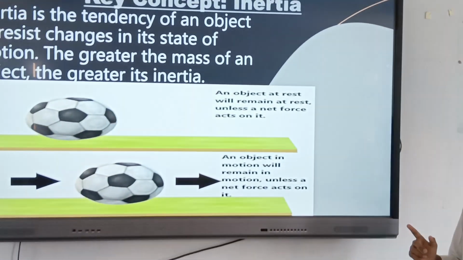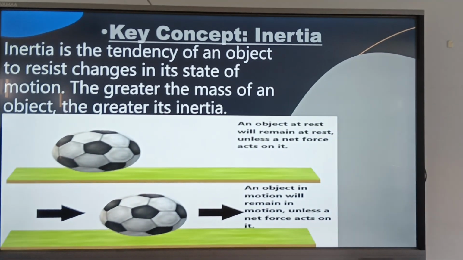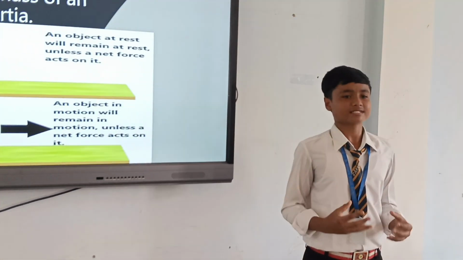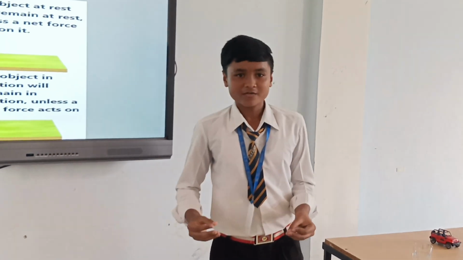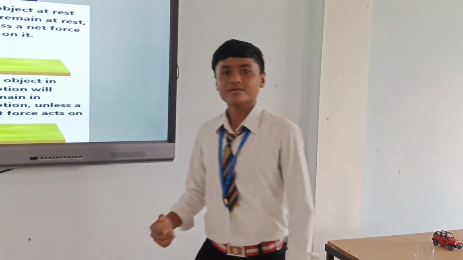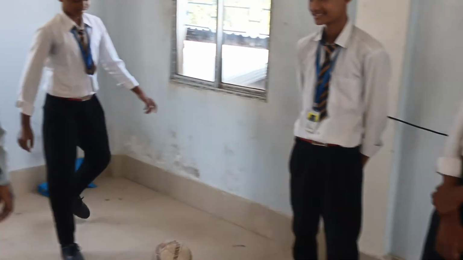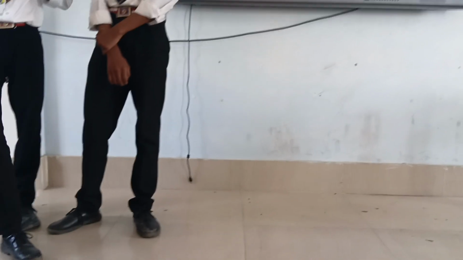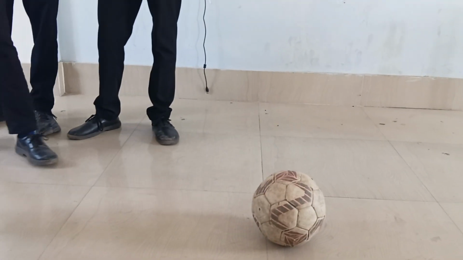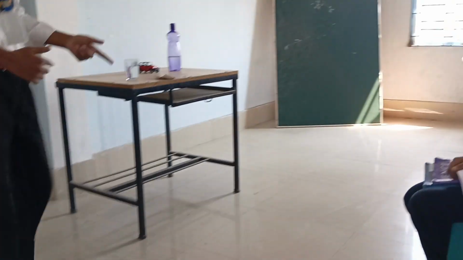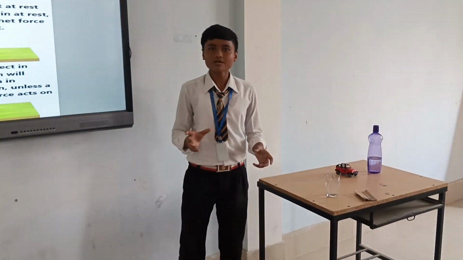So the second topic is the key concept of inertia. What does inertia say? Inertia is a natural tendency which resists any change in the state of motion. For that, I will show you one demonstration which will make it clearer for you all. As you can see, the ball is at rest. It will stay at rest until and unless I put an unbalanced external force on it. So now the ball is at rest, and it changes position from rest to motion. It's due to inertia.